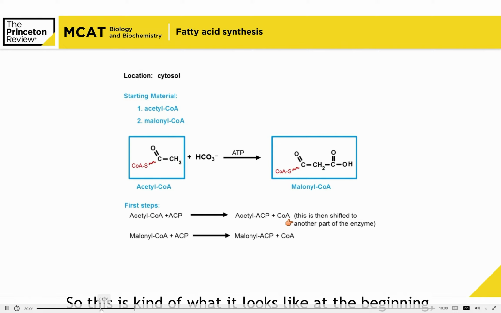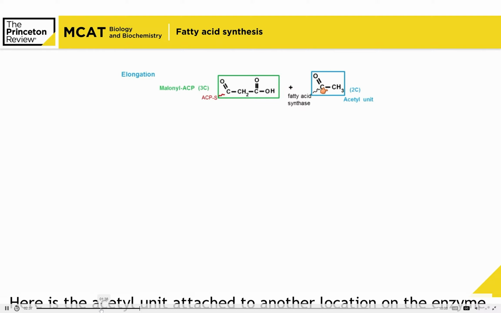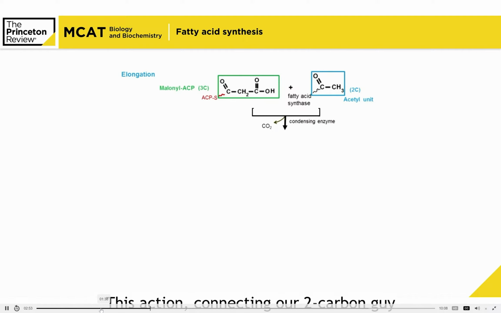So this is kind of what it looks like at the beginning. Here is malonyl attached to the acyl carrier protein. Here is the acetyl unit attached to another location on the enzyme. The idea is that we want to bring this acetyl unit down to the malonyl. We're going to connect it to the malonyl, and we're going to pop off a carbon in the process. So we're going to lose this carbon as carbon dioxide. This action, connecting our 2-carbon guy to what used to be a 3-carbon guy, is going to be performed by yet a third part of the fatty acid synthase.